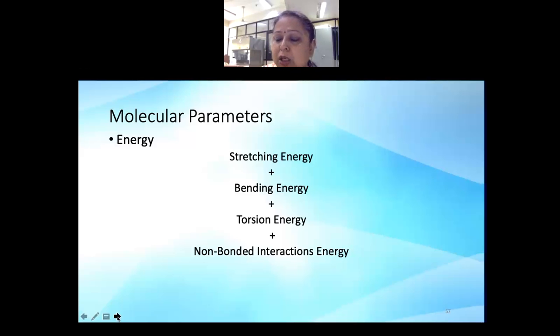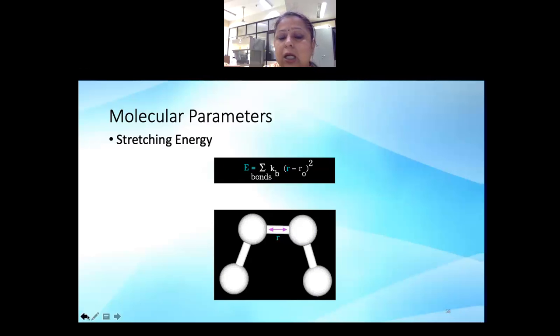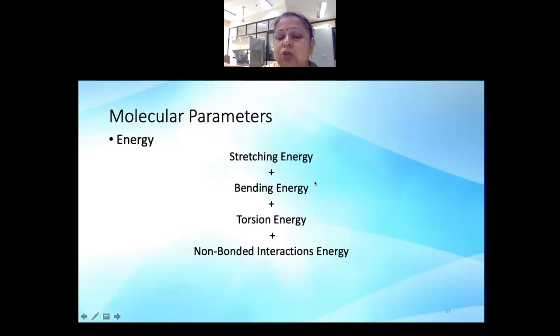Energy. So what is happening in a molecule? You have different atoms. Atoms are undergoing different motions ranging from vibrational, translational to rotational motions. And we are having different kinds of energies. So there is a stretching energy involved in stretching mode, bending energy, torsion energy, and non-bonded interactions energy.